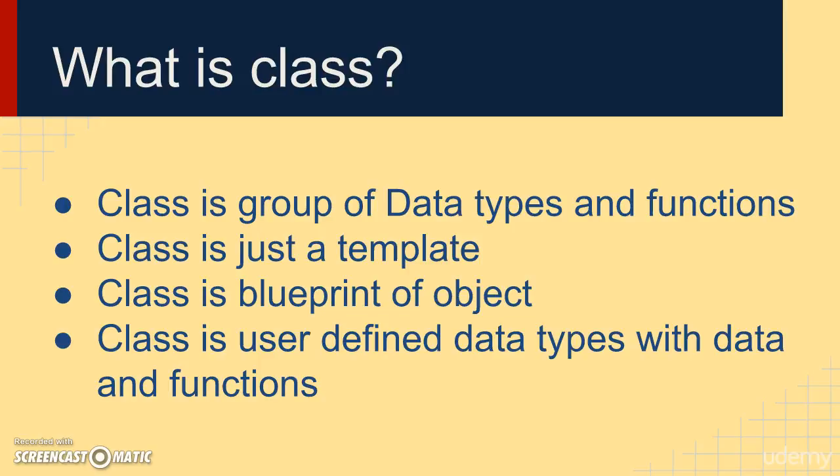So what is a class? A class is a group of data types and functions. A class is just a template. A class is a blueprint of an object. A class is a user-defined data type with data and functions. So a class is a group of data types and functions, but it is just a template.